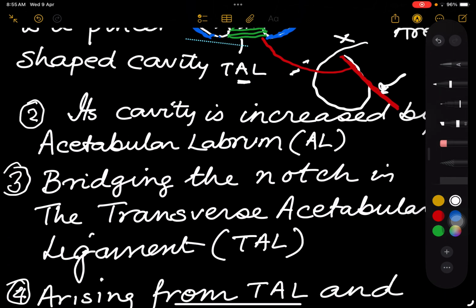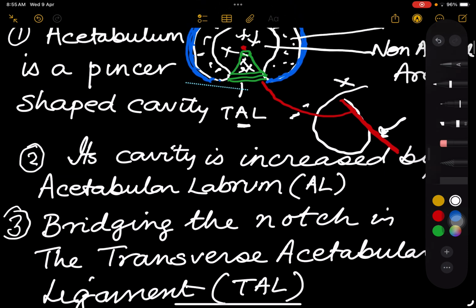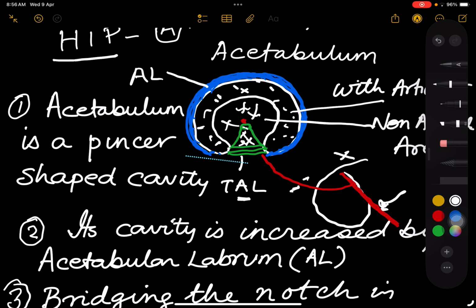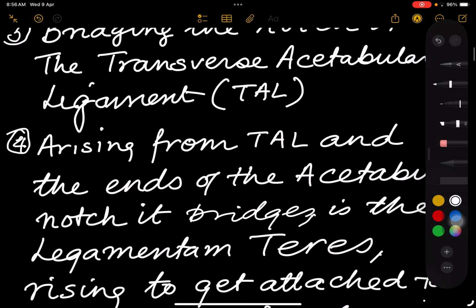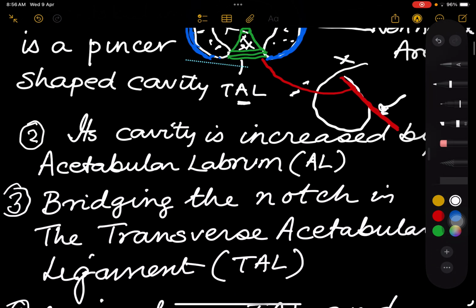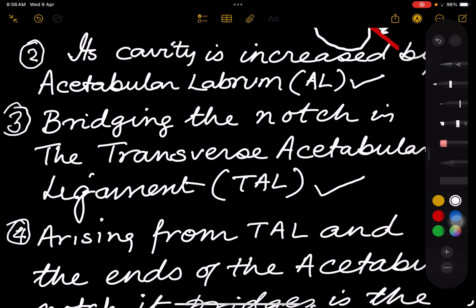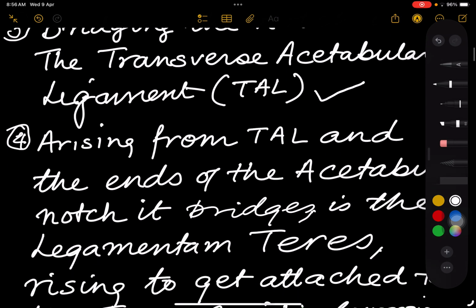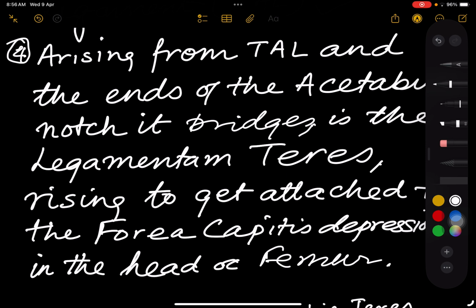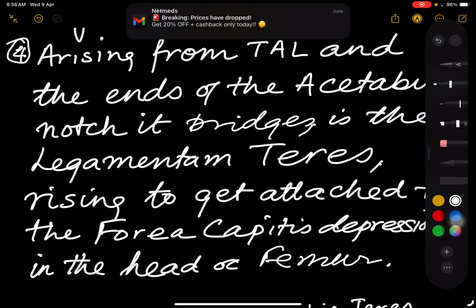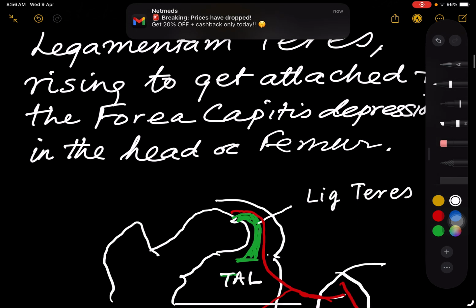This is what we have said, and this cavity is increased by a cartilaginous labrum at the margin, which provides some sort of resilience also, but basically it increases the depth of the cavity. Now, we have talked about the labrum, and we have talked about the transverse acetabular ligament. We have said that arising from the ends of the acetabular notch is the ligamentum teres, and how it goes and gets attached to the fovea capitis.